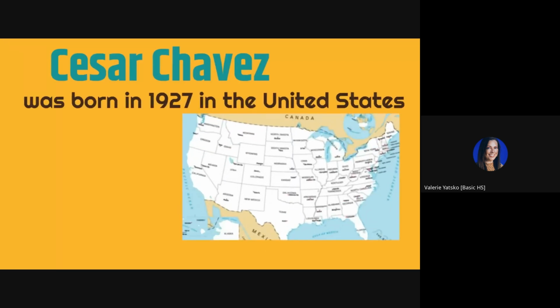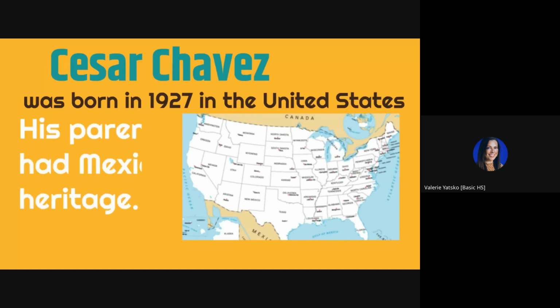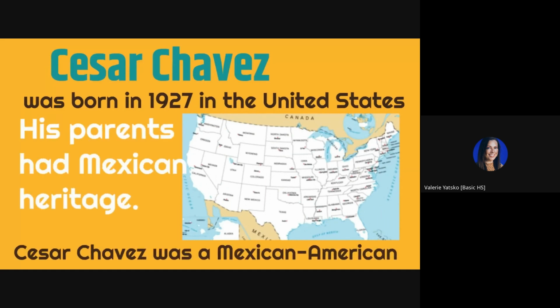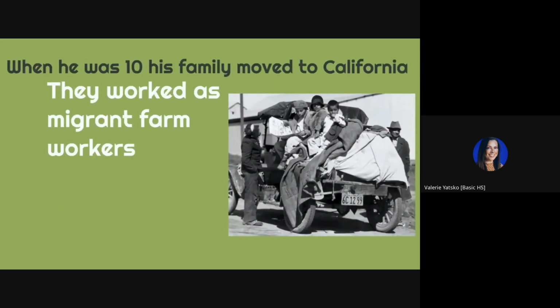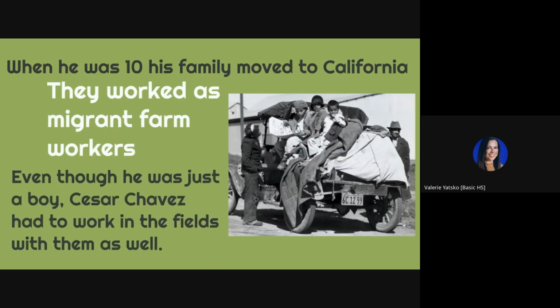Cesar Chavez was born in 1927 in the United States. His parents had Mexican heritage. Cesar Chavez was a Mexican American. When he was 10, his family moved to California. They worked as migrant farm workers. Even though he was just a boy, Cesar Chavez had to work in the fields with them as well.